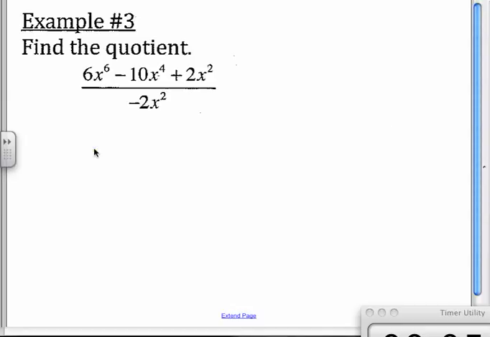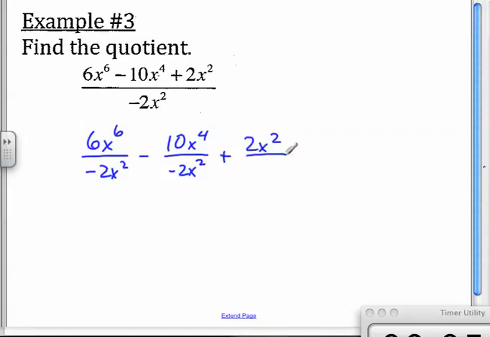This is 6x to the 6th over negative 2x squared, minus 10x to the 4th over negative 2x squared, plus 2x squared over negative 2x squared. Okay, I just pulled them back apart into 3 fractions. And each one of these terms has to be divided by negative 2x squared.